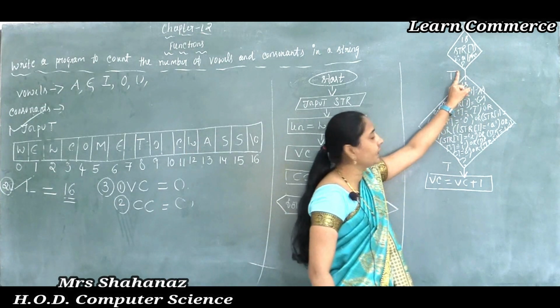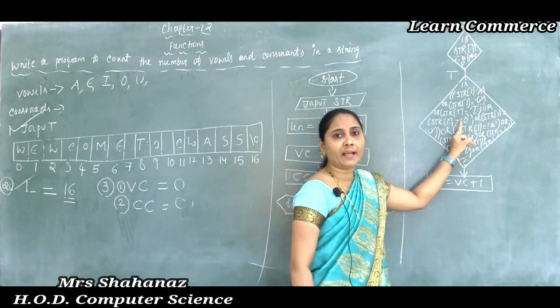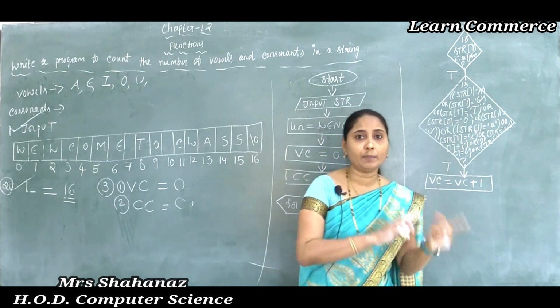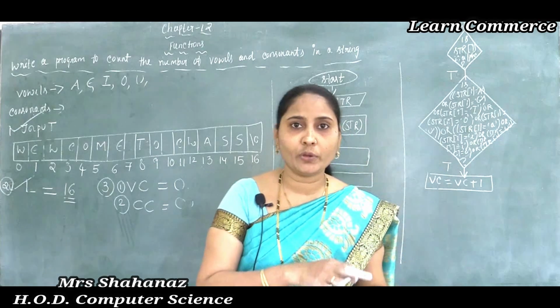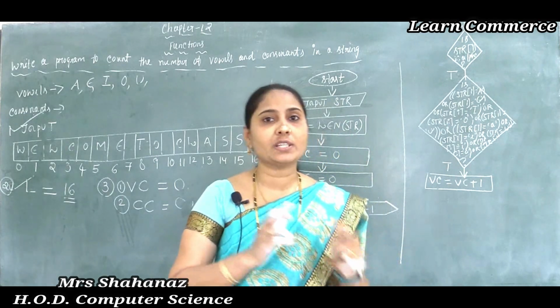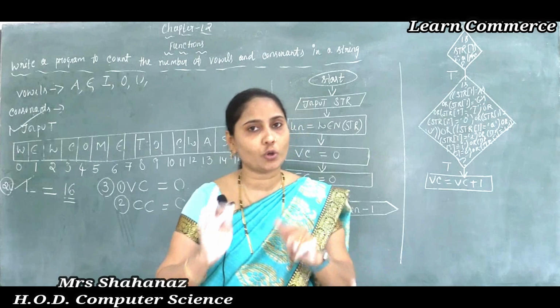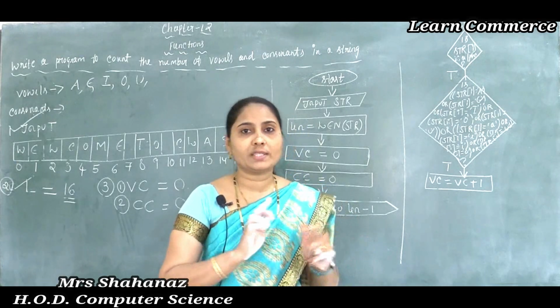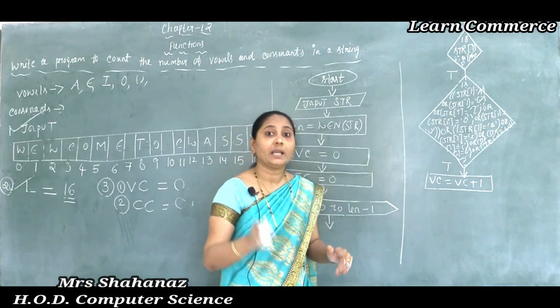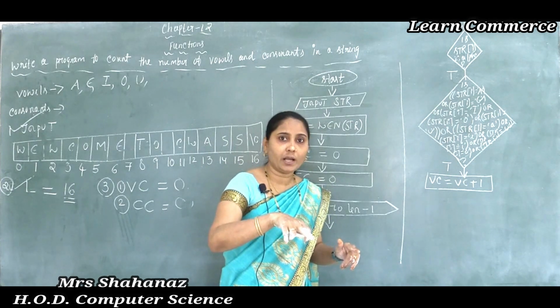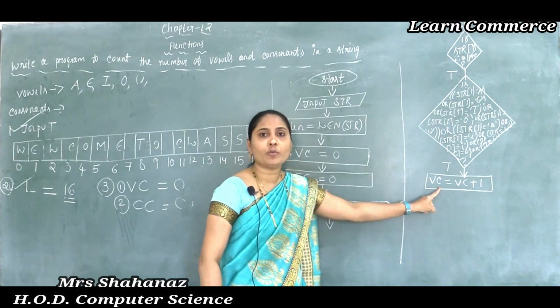First of all, it checks whether the character we accessed at the 0 position, which is W, is an alphabet. The W comes under the alphabet. If that condition is true, then it checks whether W is equal to A, no, W is equal to E, no, W is equal to I, no, W is equal to O, no, W is equal to U, no. That means it does not match. If it matches, then VC is equal to VC plus 1.